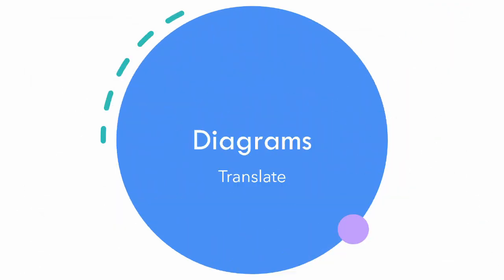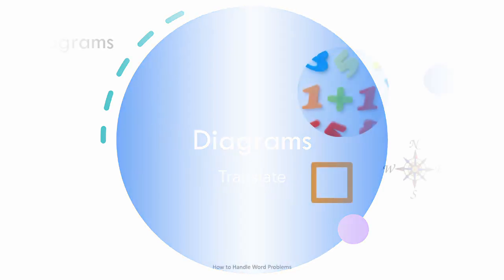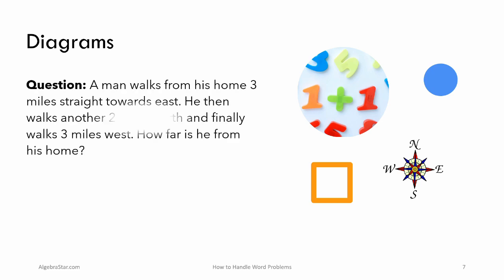So let's try an example with diagrams first. So our question is, a man walks from his home 3 miles straight towards east. He then walks another 2 miles north and finally walks 3 miles west. How far is he from his home? Now, you could do this mentally, or you could try to write the math, adding and subtracting, and just confuse yourself. Or you could simply use a diagram to help you guide the question.